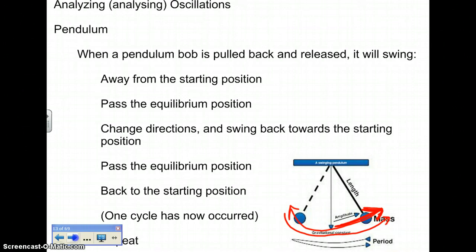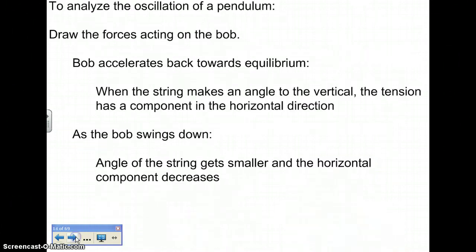It'll repeat and repeat unless friction is present in the system. If friction is present in the system, then it will eventually come to rest at its equilibrium position. So you're going to look at different forces that are acting on the bob. The bob accelerates back towards equilibrium, which should make sense, right? Stop and think about this, guys.